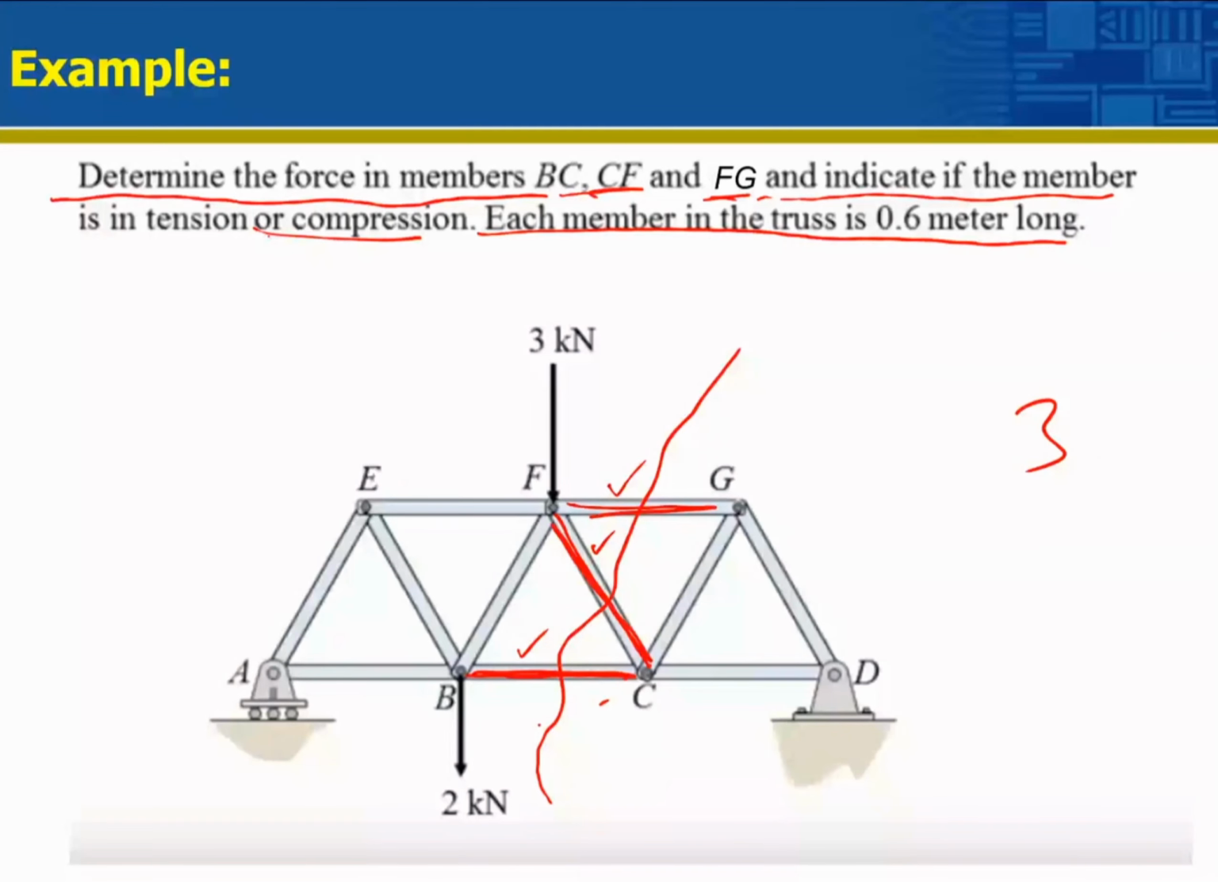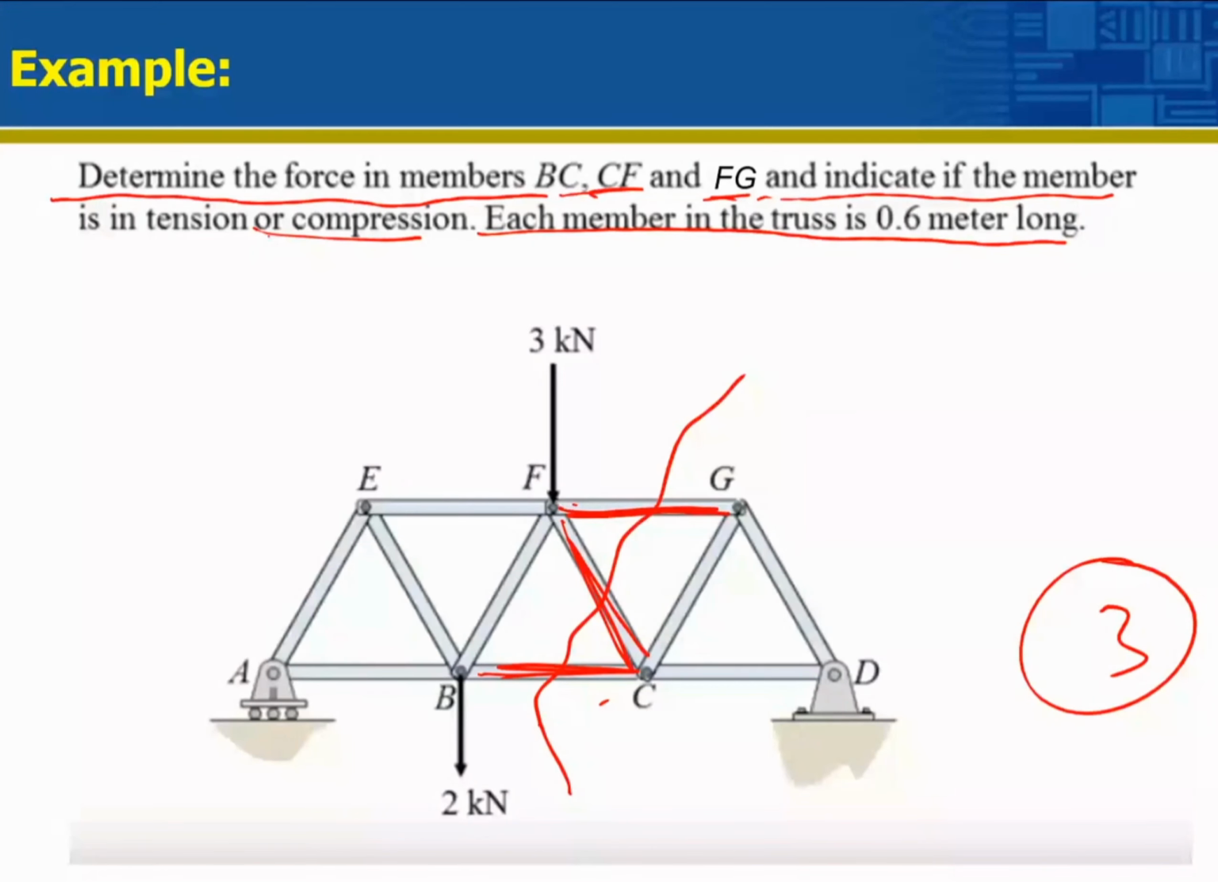Yes, section through the members that we are supposed to find. In most cases, you cut those members of which you need to find the value. We need to find the value of this one, we need to find the value of this one, and we need to find the value of this one. And the sectioning should include a maximum of 3 members. So obviously, this is the right place to section. Is that clear?